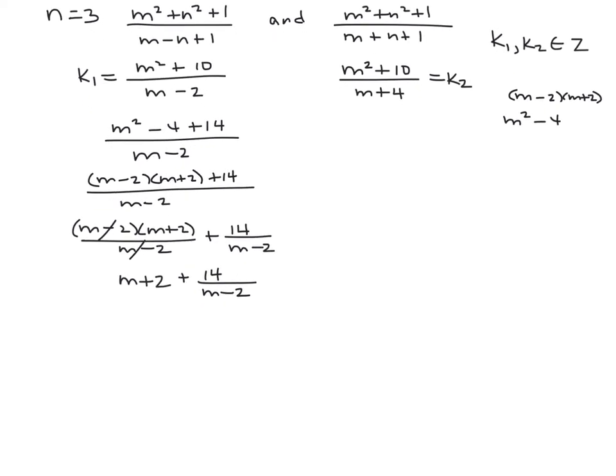Okay. This, of course, is equal to some integer. Well, m is an integer. They've told me that already. So this will always be an integer. But I've got to make this an integer also in order for k to be an integer. So that means that 14 divided by m minus 2 is an integer. So that means m minus 2 has to be a factor of 14. So m minus 2 has to be equal to either 14, 7, 2, or 1.